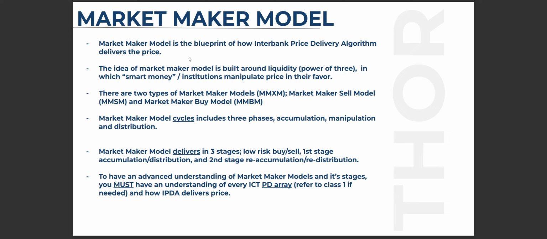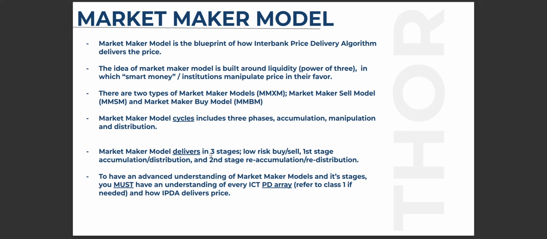The idea of the market maker model is to build around liquidity. It is built around liquidity or power three, in which smart money or institutions manipulate price in their favor. As a trader, our mission or objective is to be able to see those manipulations and be in a position with the smart money in the same direction. Now, there are two types of market maker models. MMXM stands for market maker models in general. The first type is the market maker sell model, MMSM for short, and the second type is the market maker buy model, MMBM for short. The market maker model cycle includes three phases: accumulation, manipulation, and distribution. This is mainly because everything is built around liquidity in the marketplace.